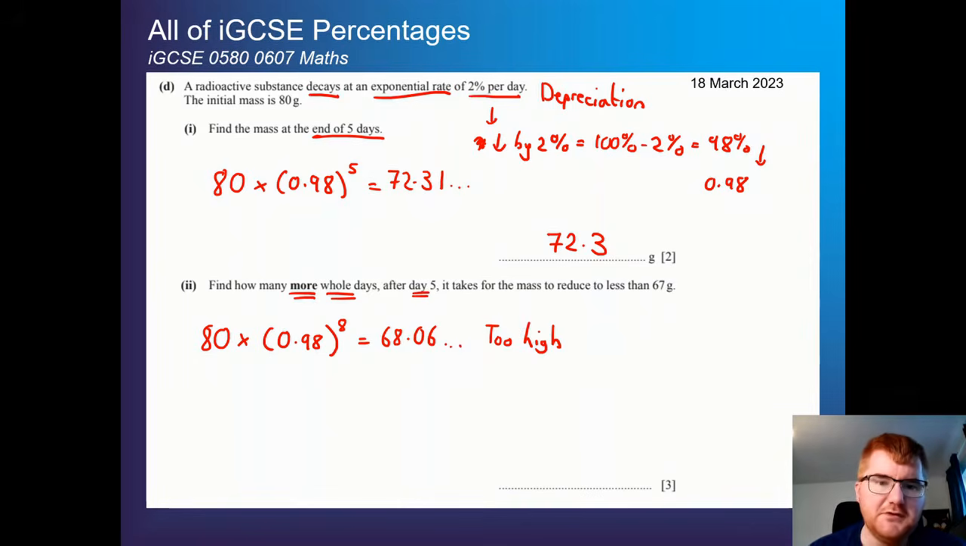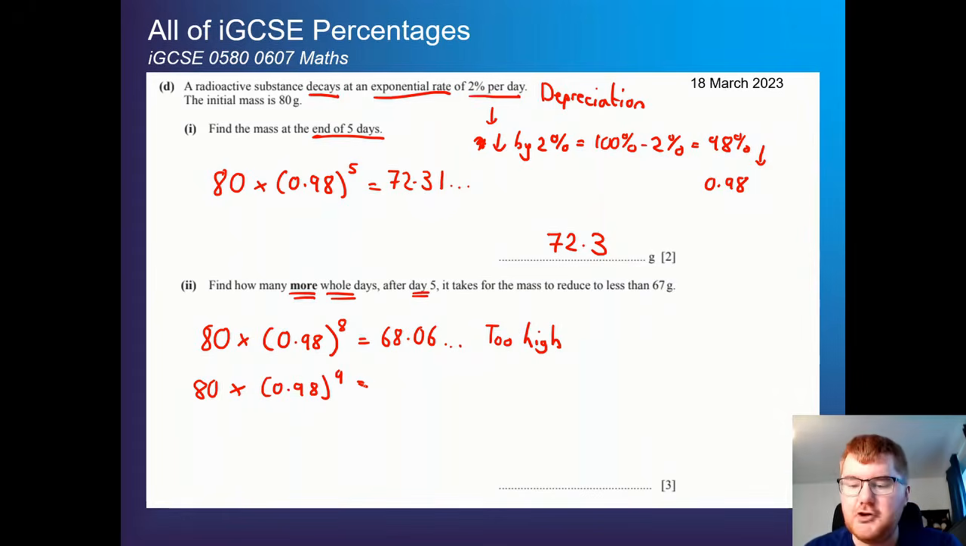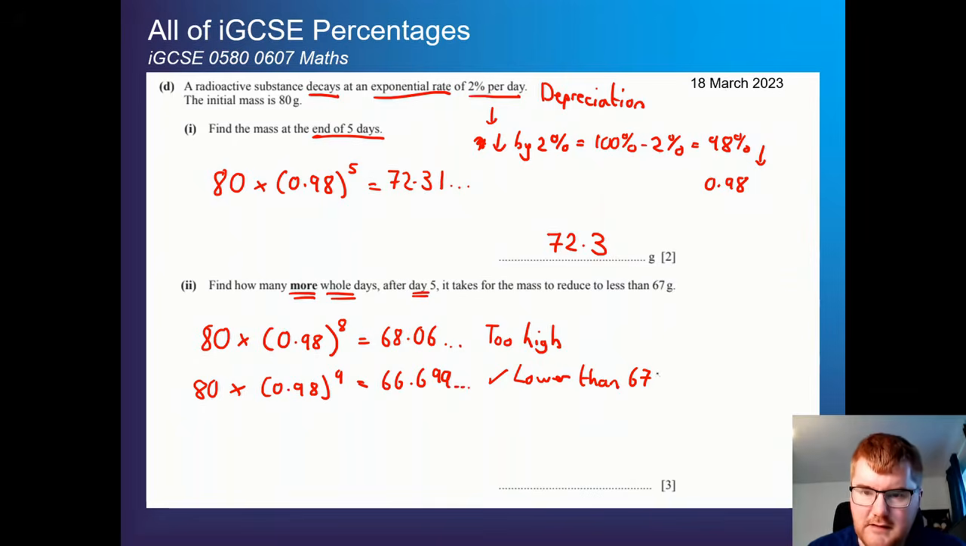So the next one to try would be 80 times 0.98 to the power of 9. This trial and error approach works for quite a few questions. Again, not the most efficient, but it will work. So we get 66.699... This is just fine. So this is lower than 67 grams.